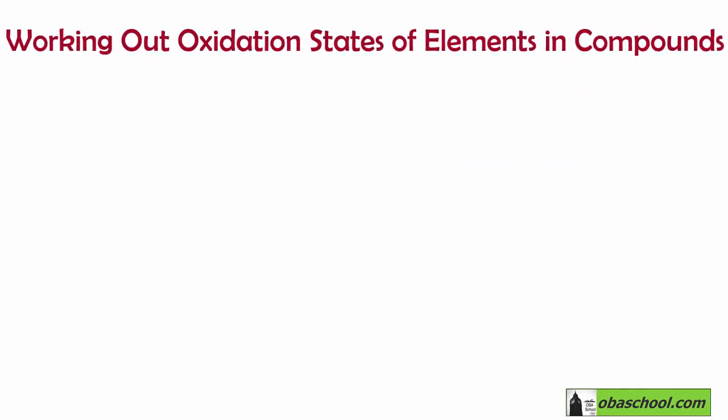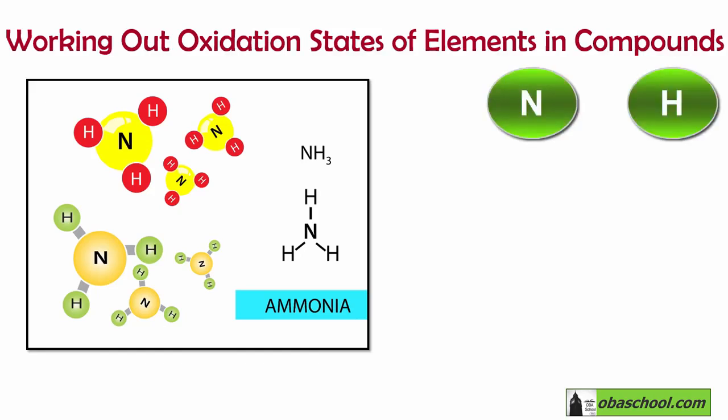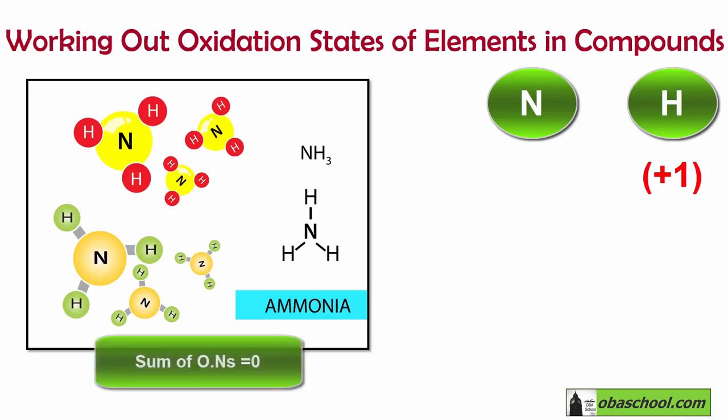Let's take another example: ammonia, NH3. In ammonia we have two elements, which are nitrogen and hydrogen. From the rules we know that the oxidation number of hydrogen is equal to +1. And this is a neutral compound, so the sum of the oxidation numbers will be equal to 0. So let X be the oxidation number of nitrogen, which we will find now.